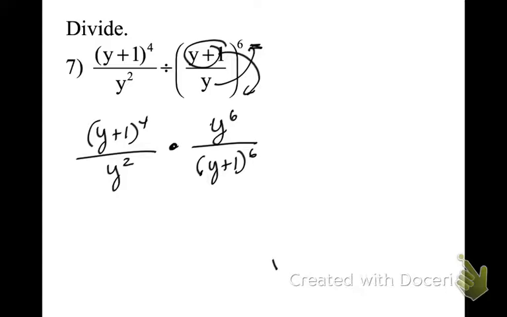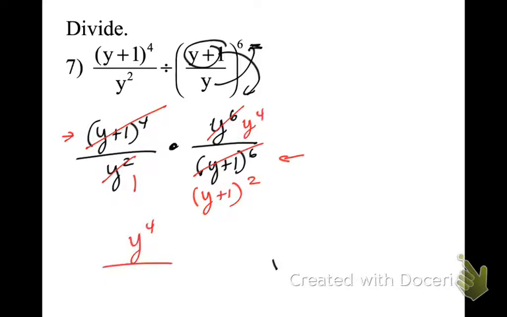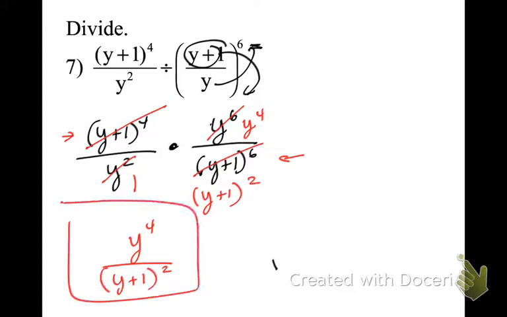Now, when I get rid of, I have 4 y plus 1s up here and 6 down here. I don't need to multiply them out. I can take 4, and I'm left with y plus 1 to the 2nd power. We can take 2 y's out here, and I'm left with the number 1. And then I'm left with y to the 4th. So in my numerator, I'm left with y to the 4th over y plus 1 squared. And that is my final answer. I may not cross-cancel the y's.